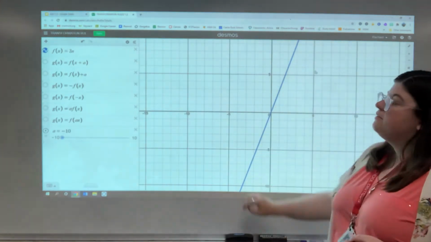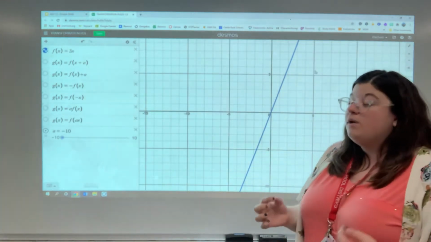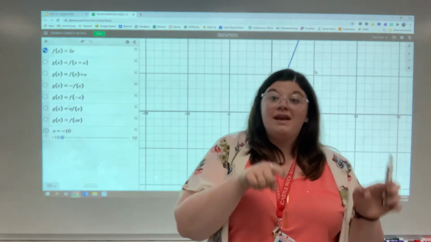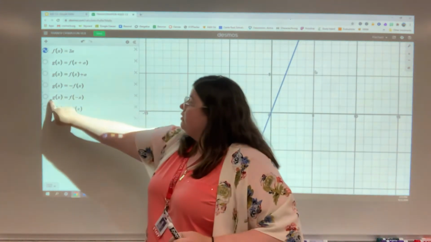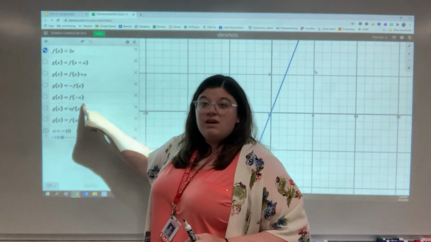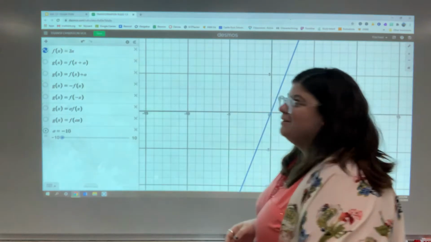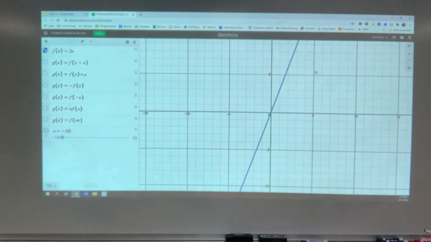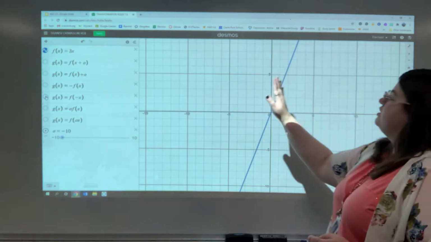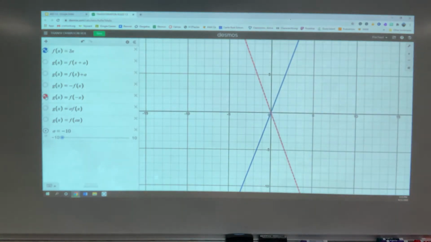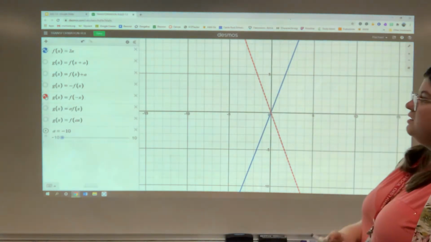My transformation that I wanted to do was g of x equals f of negative x. So right here, g of x equals f of negative x. I'm going to turn that transformation on and see what we see. So turning that on, it should be a reflection, so it should look something like this. Boom, there it is. Everything got reflected across the y-axis.